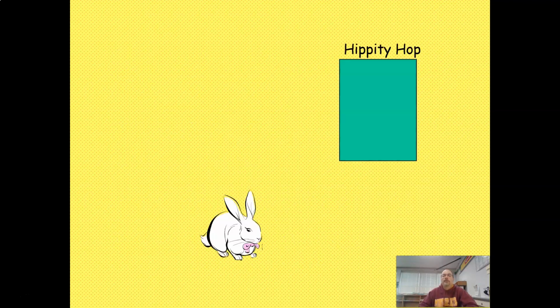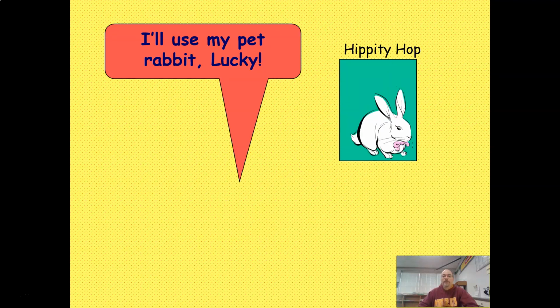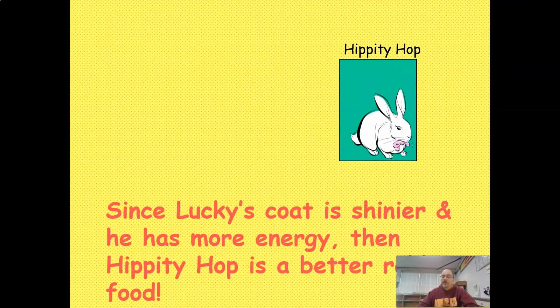All right. So I've got my Hippity Hop rabbit food. I've got my rabbit, my lucky rabbit Lucky, and I tested it on Lucky. Since Lucky's coat is shiny and he has more energy, then Hippity Hop is a better rabbit food.